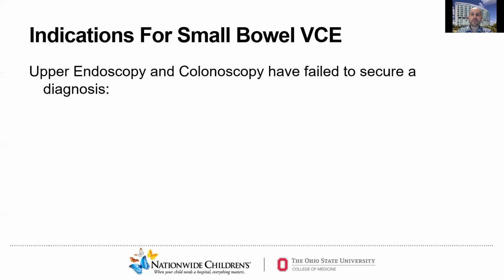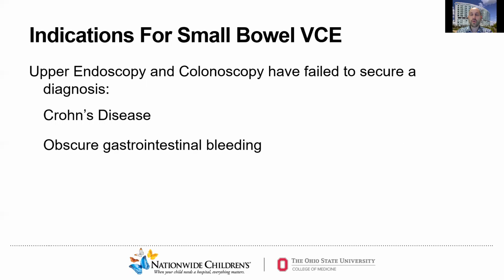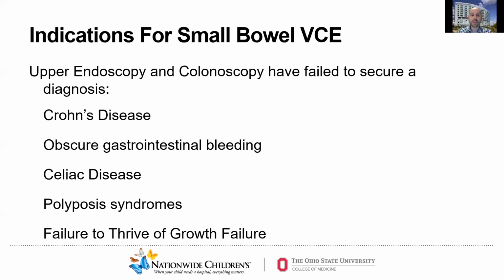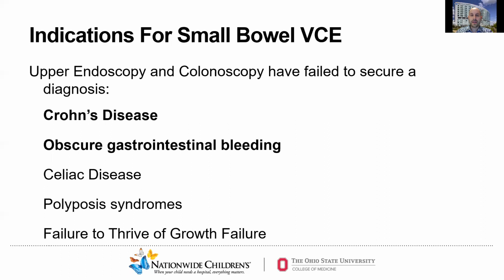So the indications for small bowel video capsule endoscopy include where upper endoscopy and colonoscopy have failed to secure a diagnosis and there is a concern for Crohn's disease or obscure gastrointestinal bleeding. Small bowel video capsule endoscopy is also used for celiac disease, polyposis syndromes, failure to thrive or growth failure when the diagnosis is unclear. The two main indications, though, are Crohn's disease and obscure gastrointestinal bleeding.